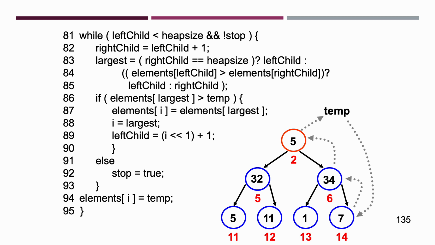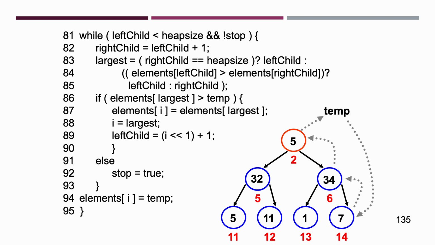Now finding the largest child. The largest variable determines which child is larger. If the right child index equals heap size, it means there's no right child, so largest is set to left child. Otherwise, it compares the values of left child and right child and assigns the larger of the two to largest. Then we'll compare and swap. If the value at largest is greater than temp, the value of the current element, the largest child's value is moved to the current index I. So I is updated to largest and left child is recalculated for the next iteration. If the value at largest is not greater than temp, the stop flag is set to true, indicating the heap property has been restored.